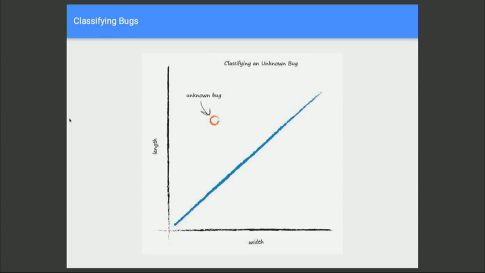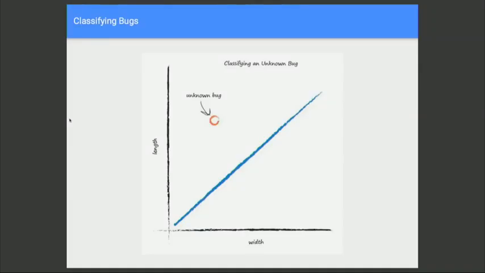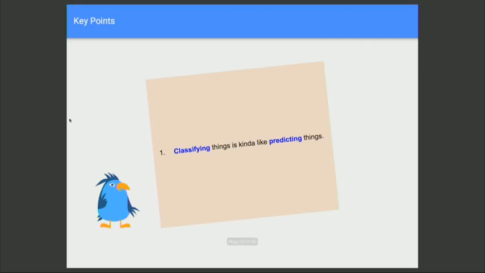So if we've learned a good separating line, if we then find an unknown bug, you can say, well, that falls in that half of the space, so it must be a caterpillar. So classifying things is kind of like predicting things.